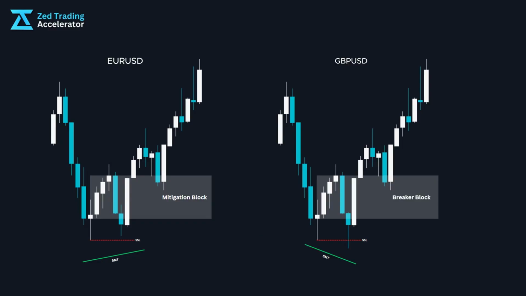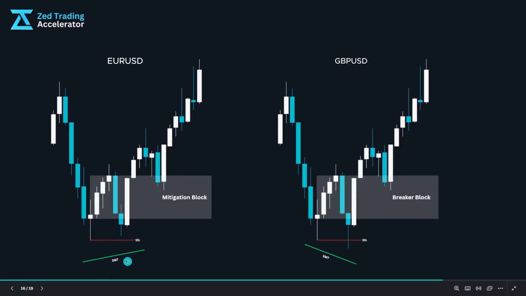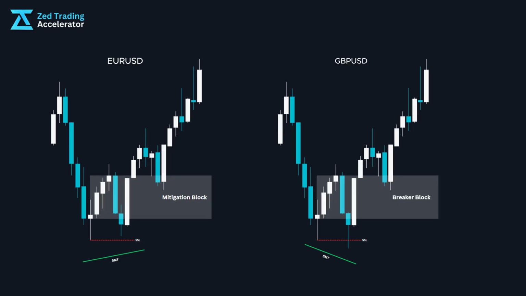Alright? This basically means that this pair shows us that it's not willing to go down, and that this pair right here took out this sell-side liquidity as a liquidity grab. So as we can see right here, we have a mitigation block, and as we can see right here, we have a breaker block. We can use this mitigation block as a confluence to our breaker block. As we can see, we have here an SMT divergence, which means this is a higher probability setup.